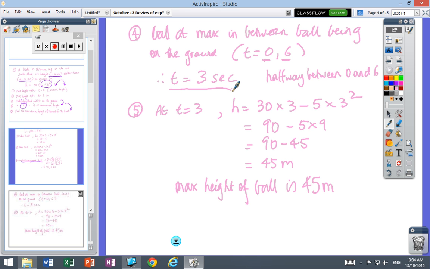Oh, you just read that number. Yeah. And once you know the time, then you just substitute the time in and find the height of the ball. Once you have the time, substitute and you can find the last part. So the maximum height is 45 meters.